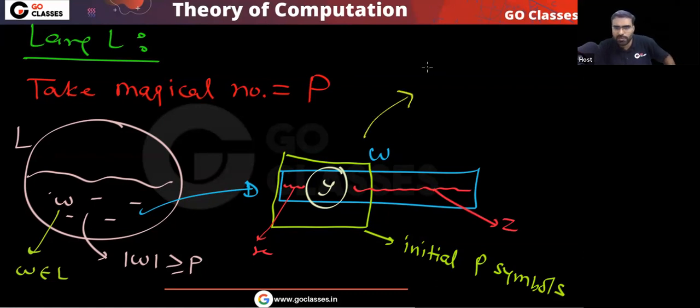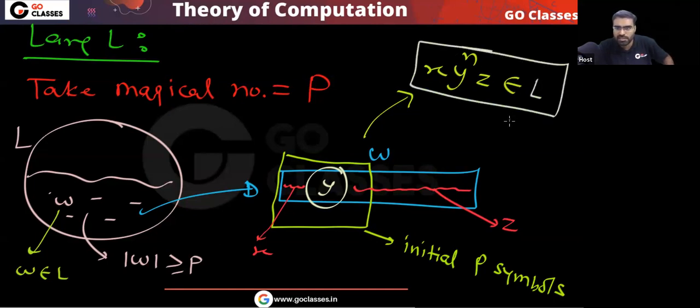Then this Y you can repeat any number of times, such that the result will belong to L. This is the point. This diagram you should understand and remember. For every candidate string W, this will happen.